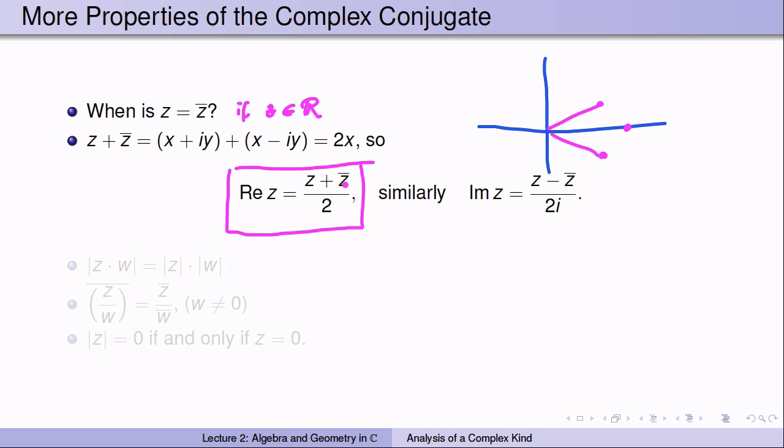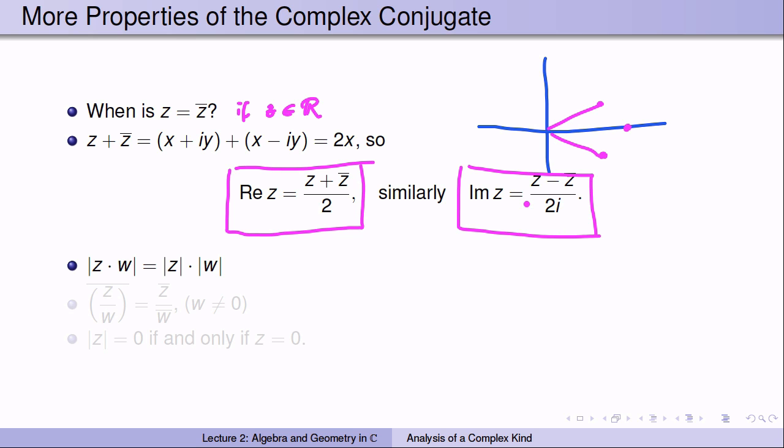So we find a nice formula for finding the real part of a complex number. We add the number to its conjugate. And similarly, if you take a complex number and subtract the conjugate, then you get 2i times the imaginary part. So if you want the imaginary part by itself without the i, you're going to have to divide by 2i. So this is also a nice formula.